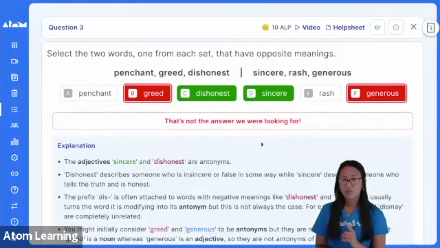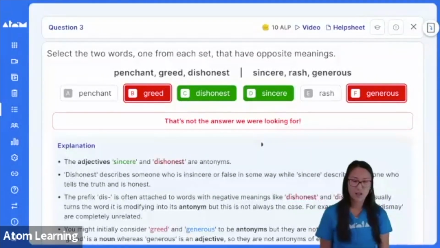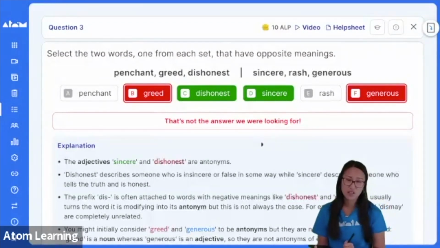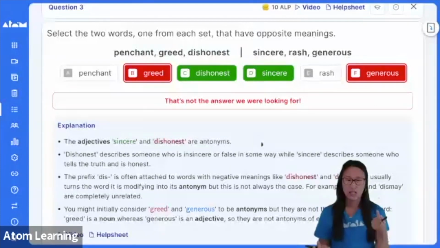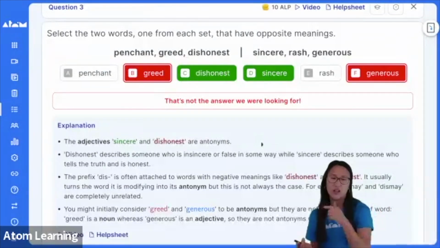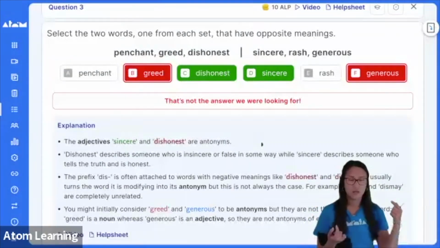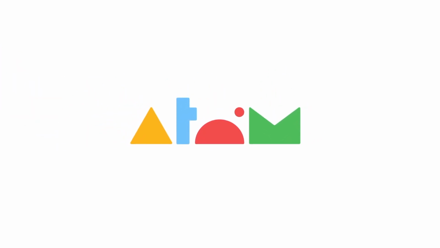The answers we were looking for were dishonest and sincere. So if someone is dishonest, that means they are not honest. We know this because dis is a prefix which means not. So if they're dishonest, they are insincere, they are not sincere. So if you're sincere, you're truthful. If you're dishonest, you are not.